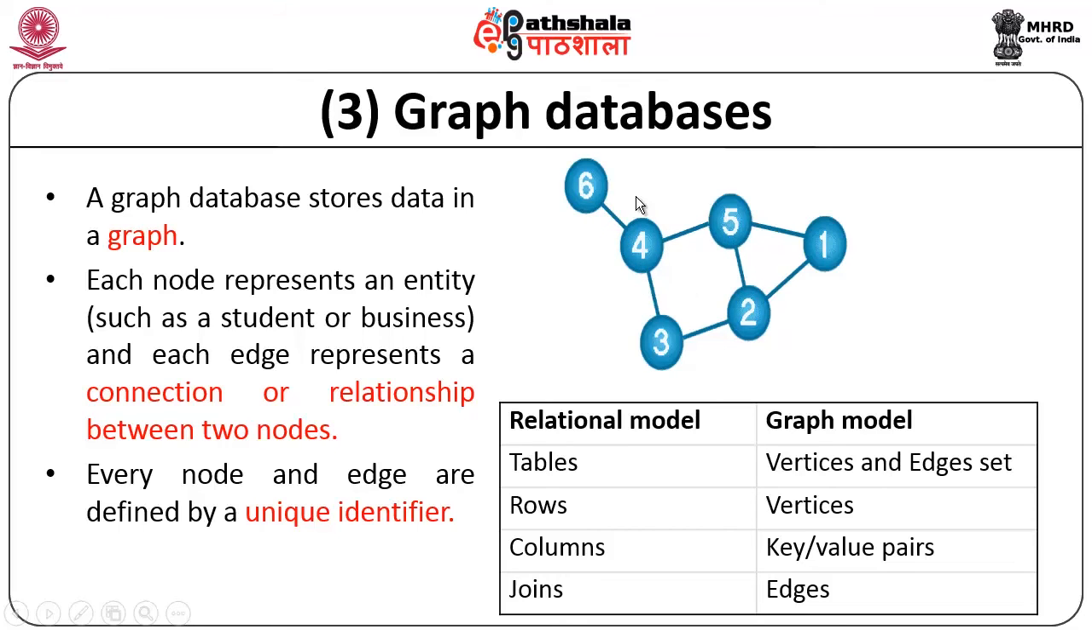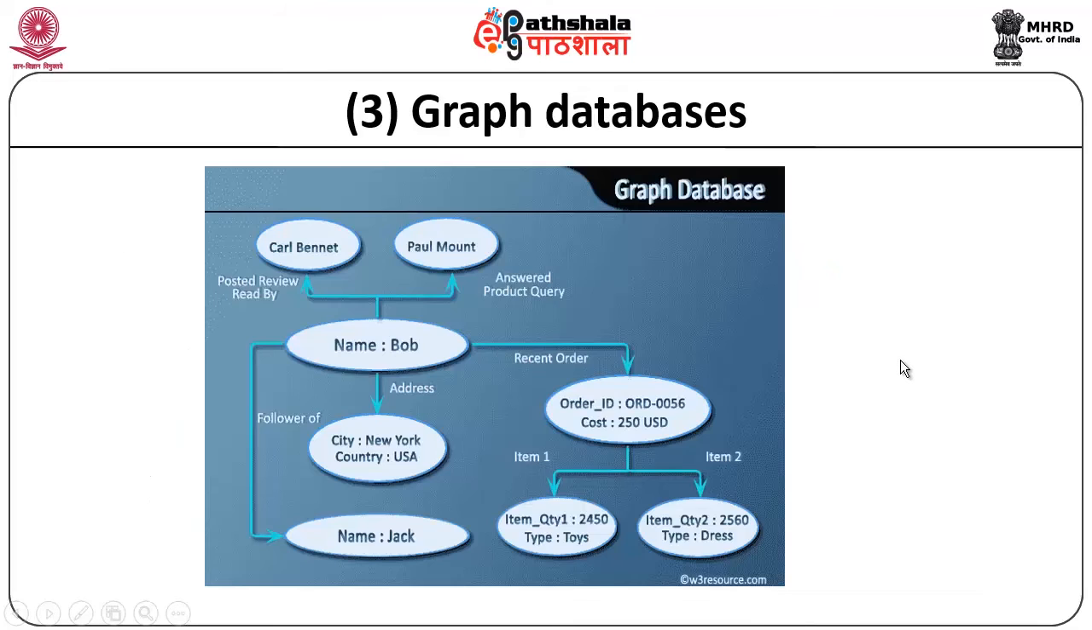Every node and edge in the given graph must be associated with a unique identifier. When we talk about rows, which is a common term in the relational model, it is called a vertex or vertices in a graph model. Columns in a relational model are equivalent to key value pairs in a graph database, and joins in a relational database environment are equal to edges in a graph database.